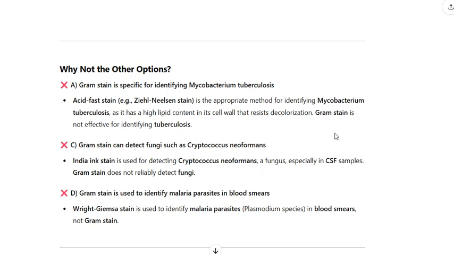C. Gram stain can detect fungi such as Cryptococcus neoformans. India ink stain is used for detecting Cryptococcus neoformans, a fungus, especially in CSF samples. Gram stain does not reliably detect fungi. D. Gram stain is used to identify malaria parasites in blood smears. Giemsa stain is used to identify malaria parasites, Plasmodium species, in blood smears, not gram stain.